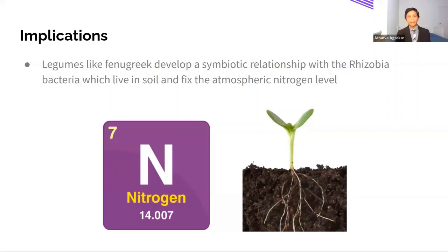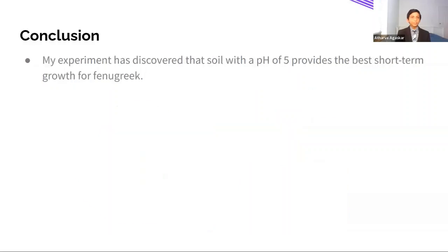Therefore, the fenugreek plant can also be used to reduce soil erosion, as the nodules created by the rhizobia bacteria will help secure the soil in place.